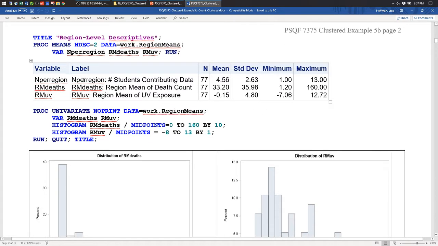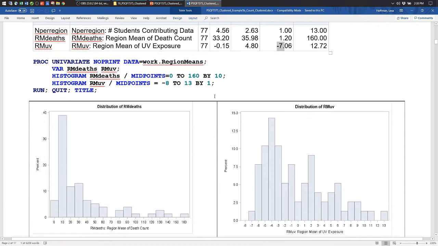So in terms of the N per region, the regions have between 1 and 13 counties contributing to each, so there's a bit of variability there. The mean number of deaths per region ranges from 1 to 160, so quite a bit of variability there. And it looks like UV exposure was already centered at 0. I honestly have no idea what the scale of this is because it wasn't included in the description, but it ranges from -7 to 12 at the region level.